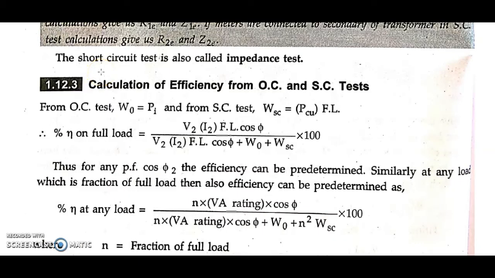With the values obtained from the indirect load test on the transformer, we are going to calculate efficiency from the OC and SC tests, because the OC and SC tests both come under the indirect loading of a transformer. So with the help of the values which we obtained there, we are going to calculate the efficiency. First of all, let us start with the efficiency on full load.